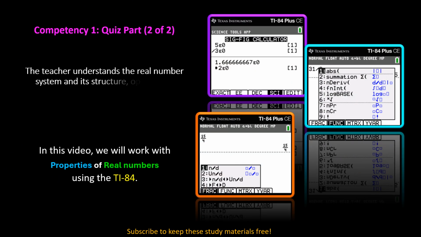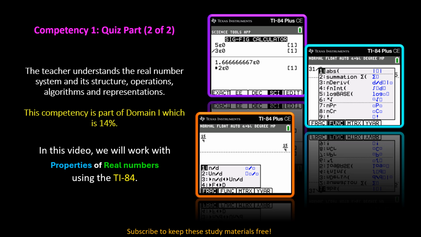Welcome to part 2 of Competency 1 quiz. In this video, we will continue to work with properties of real numbers.